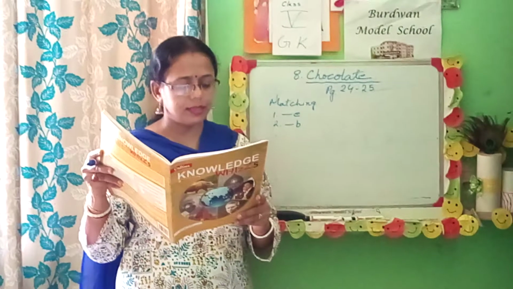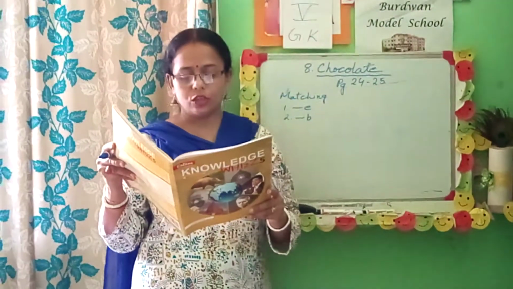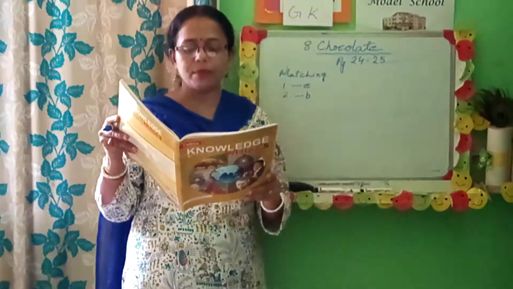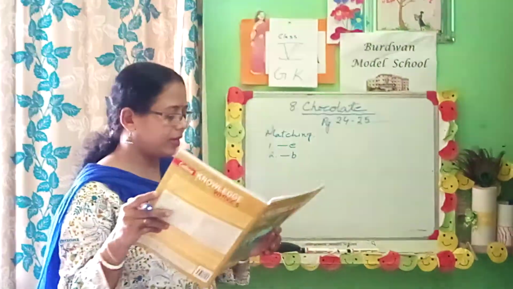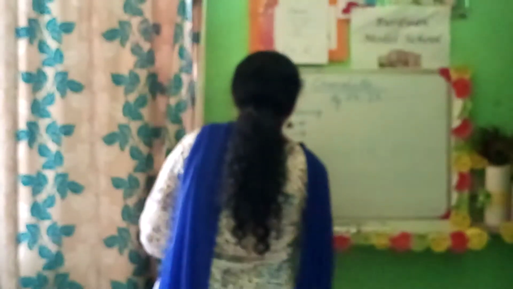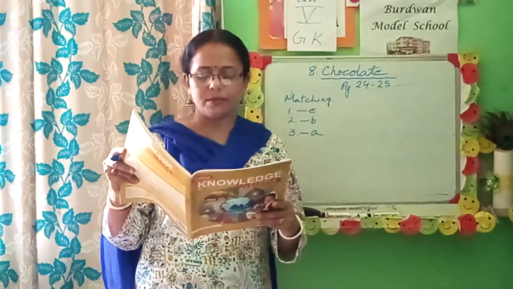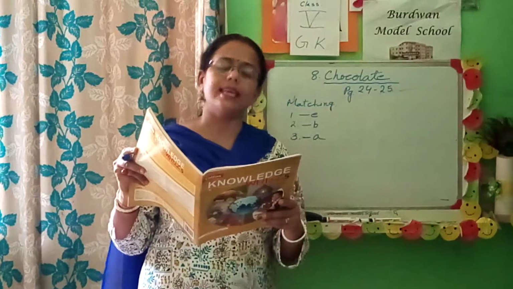Next comes number 3. They are dried under the sun. After fermentation, the beans are dried in the sun. In the third picture we can see the beans being dried in the sun. So it's 3A. Statement A: after fermentation, the beans are dried in the sun.